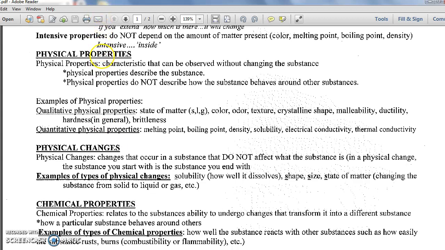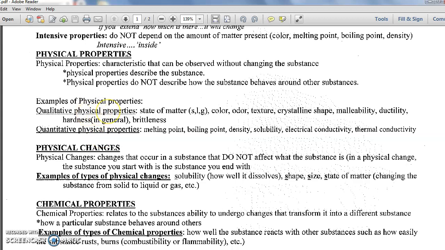Physical properties, you don't need other substances. You're not looking at how it reacts. You're just looking at things that can be observed without changing what is there. Chemical properties, in order to observe those, you could potentially change that substance into another substance. So physical properties describe the substance. It does not describe how the substance behaves. Examples of physical properties include both qualitative, which are just qualities of the substance, and quantitative physical properties. Quantitative are things you would measure regarding the substance.